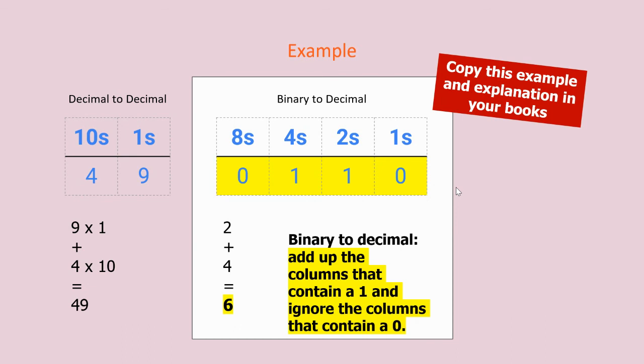Now, can we all, in our books, flip to a fresh page, write today's date, and the title, Data Representation. And please copy down as neatly as you can the example that's on your screen and the explanation that's there. When converting binary numbers to decimal numbers, you will add up the columns that contain a 1 and ignore the columns that contain a 0.